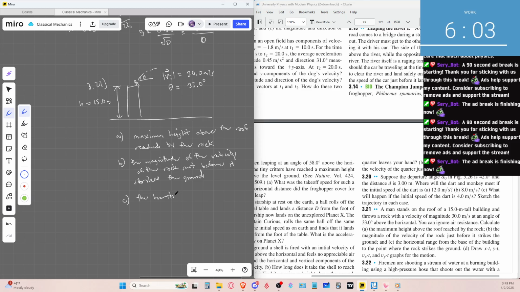C, the horizontal range from the base of the building to the point where the rock strikes the ground.